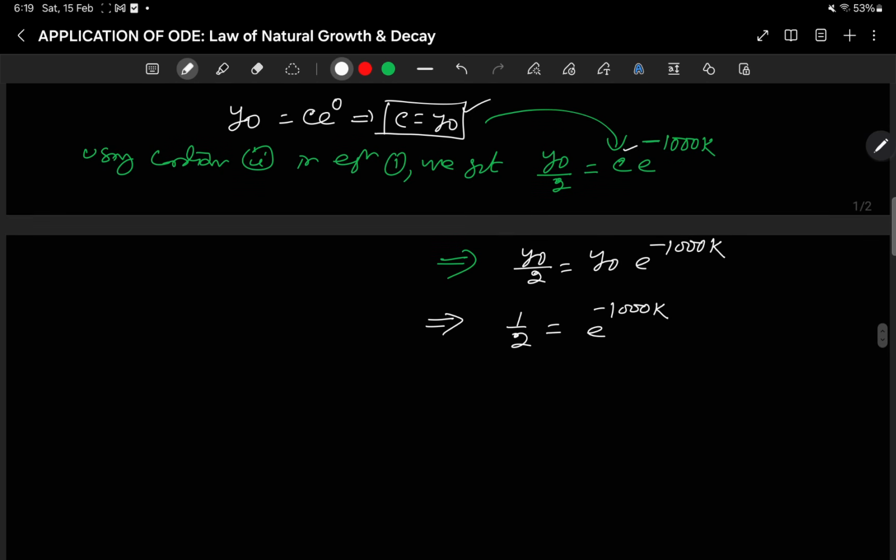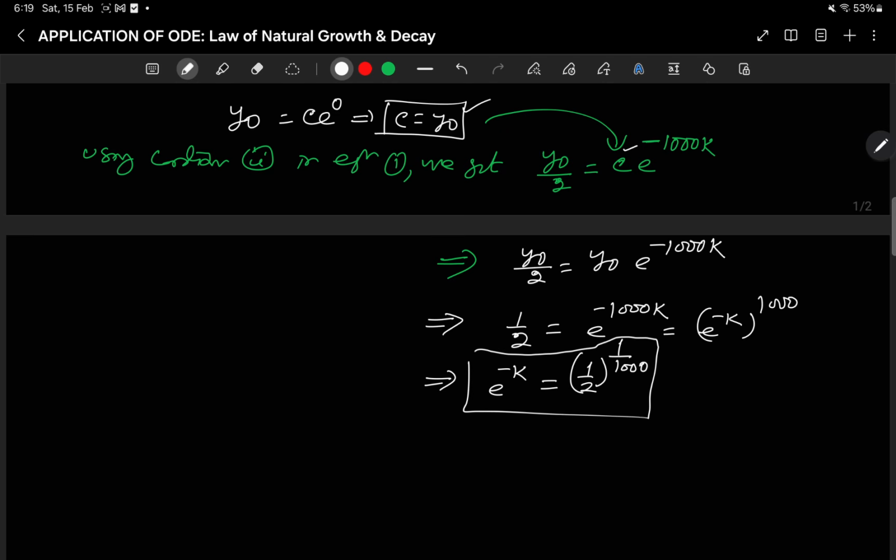So that means half is equal to e to the power minus 1000 k. So we should find the value of k, or we should find the value of e to the power minus k. So what is e to the power minus k? Now it will be half to the power 1 by 1000. Okay, because I can write it as e to the power minus k whole to the power 1000. In that way, right? So this is the value of e to the power minus k, or I find the value of k.